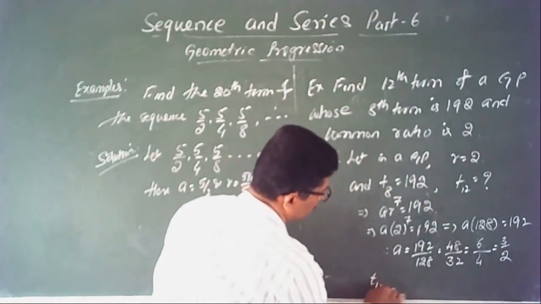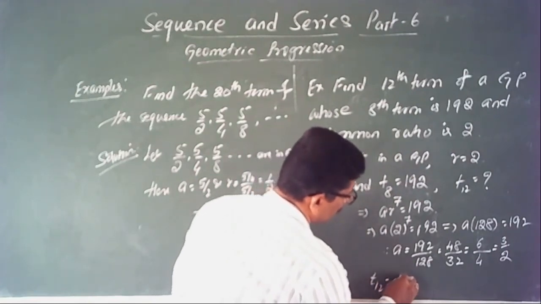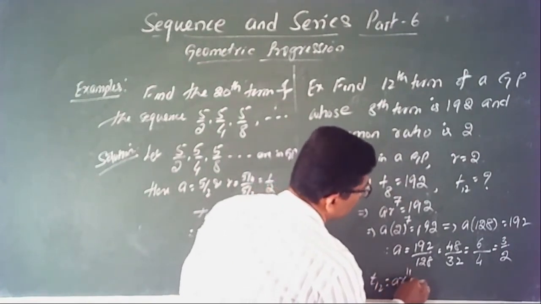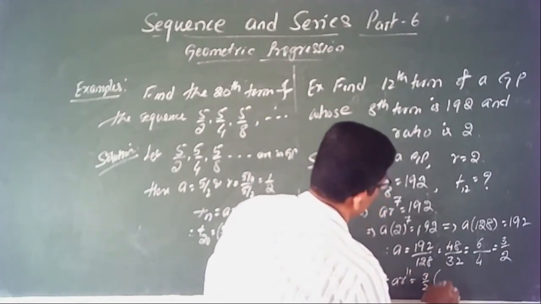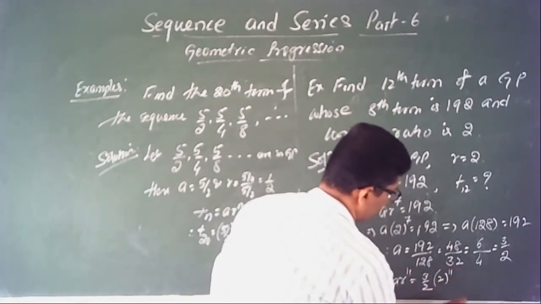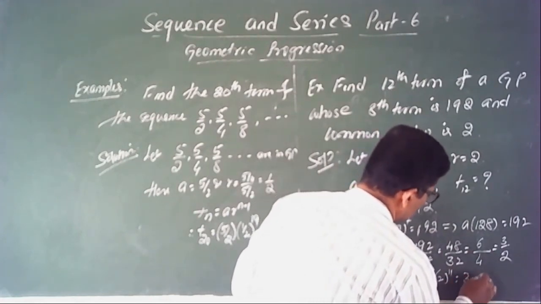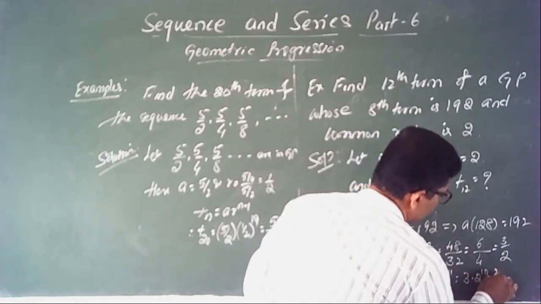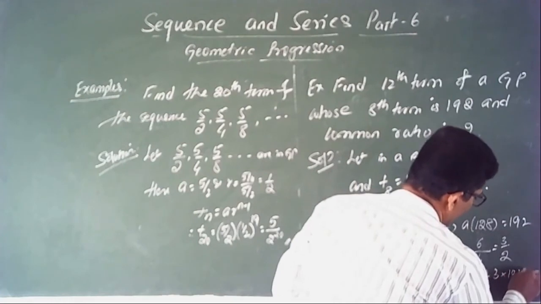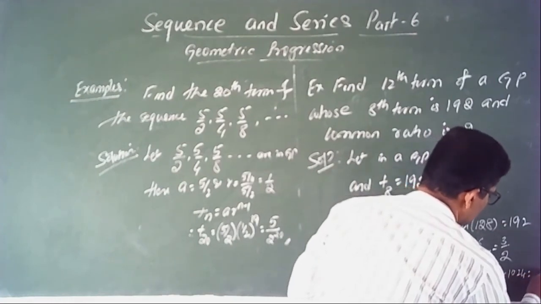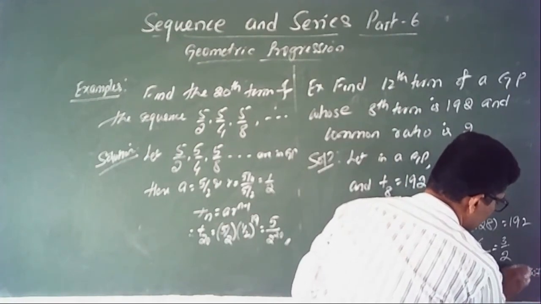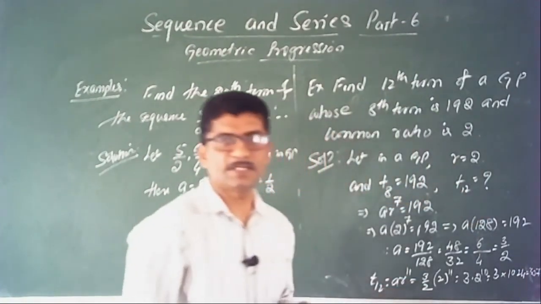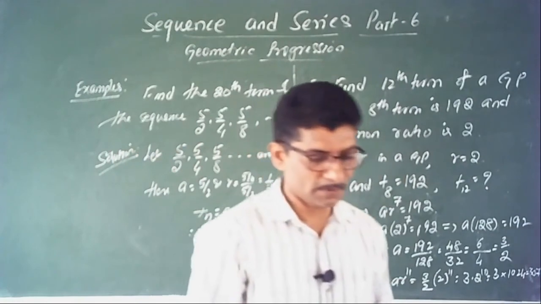Therefore, T12 is equal to a into r to the power 11. a is 3 by 2, r is 2 to the power 11, which is 3 into 2 raised to 10, that is 3 into 1024. Its value is 3072. This is how to solve this type of problem.